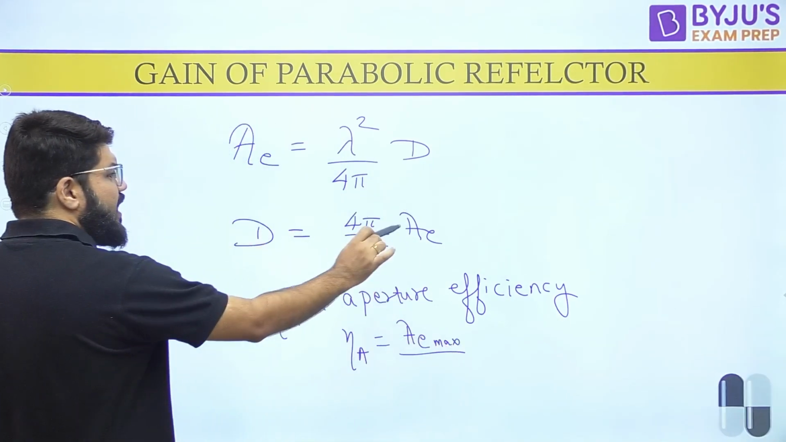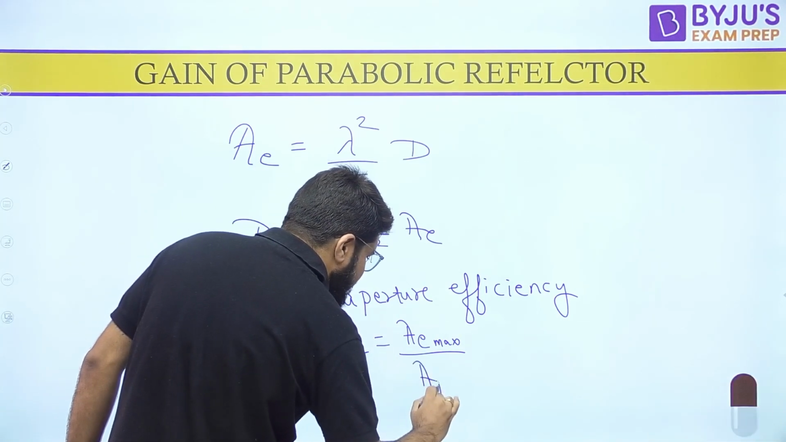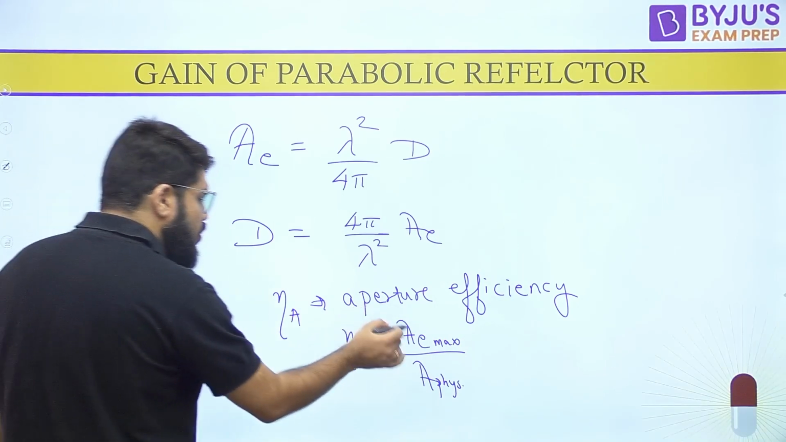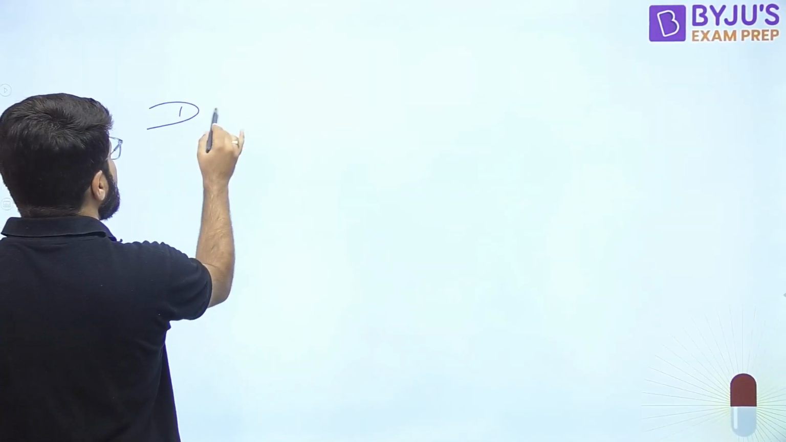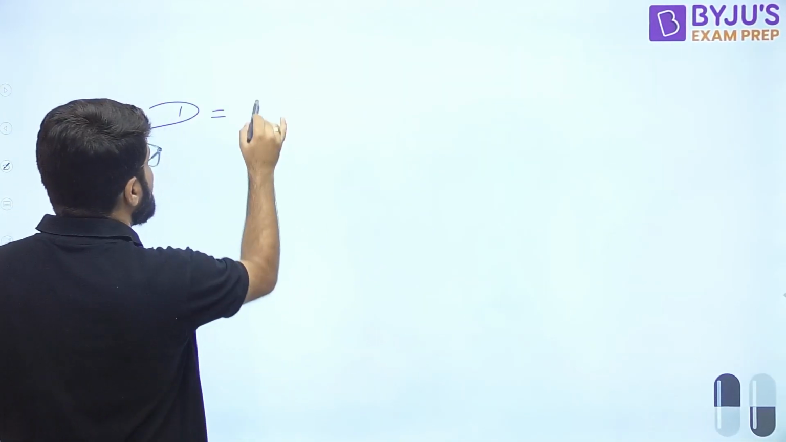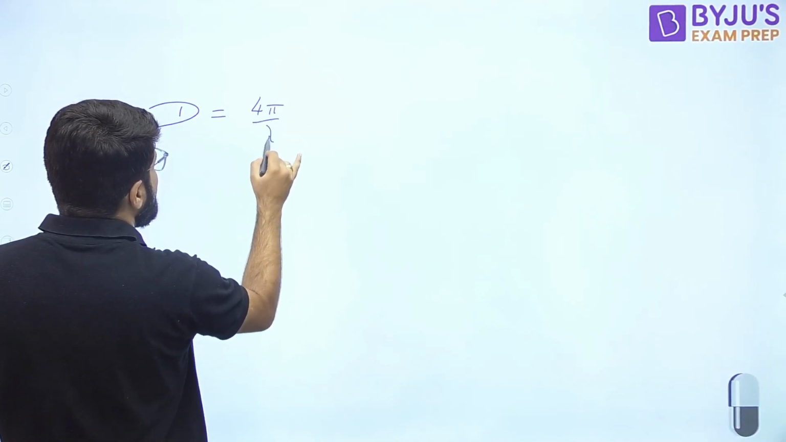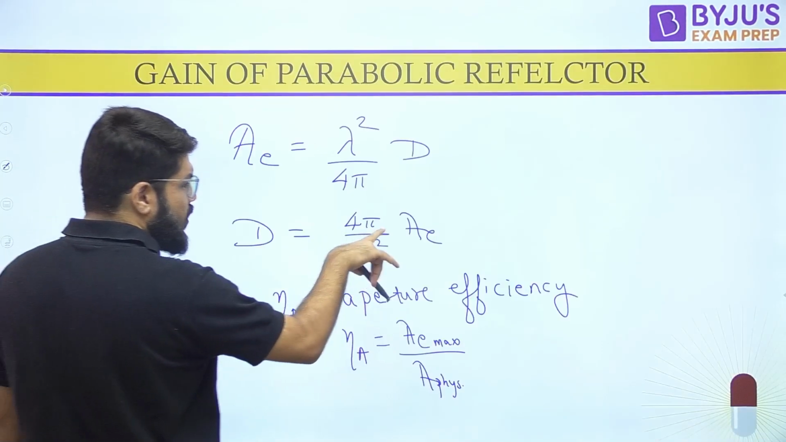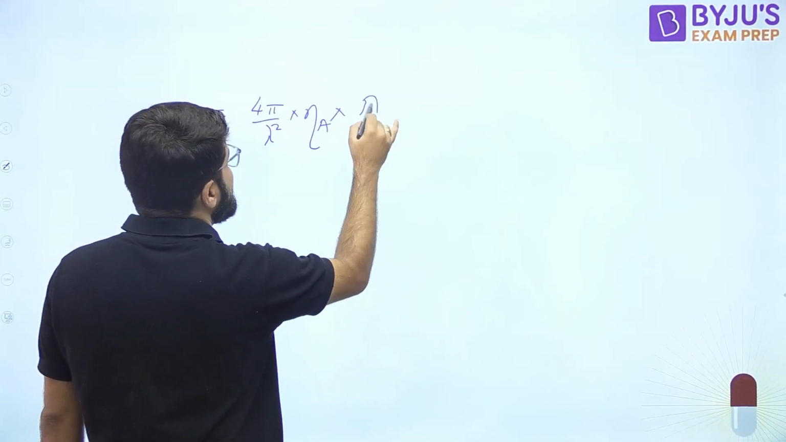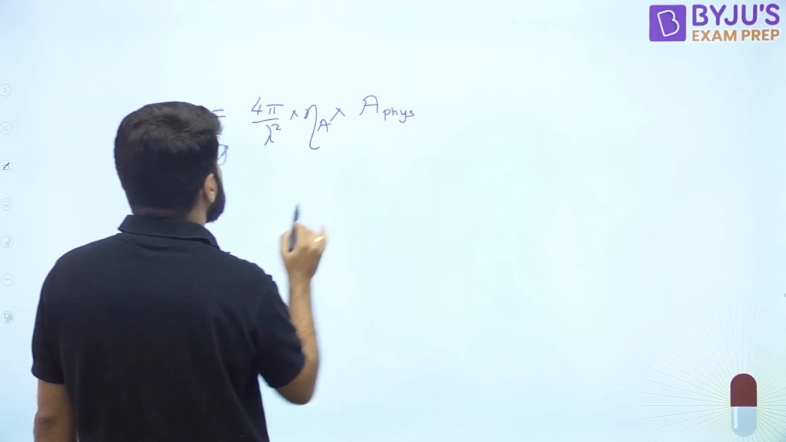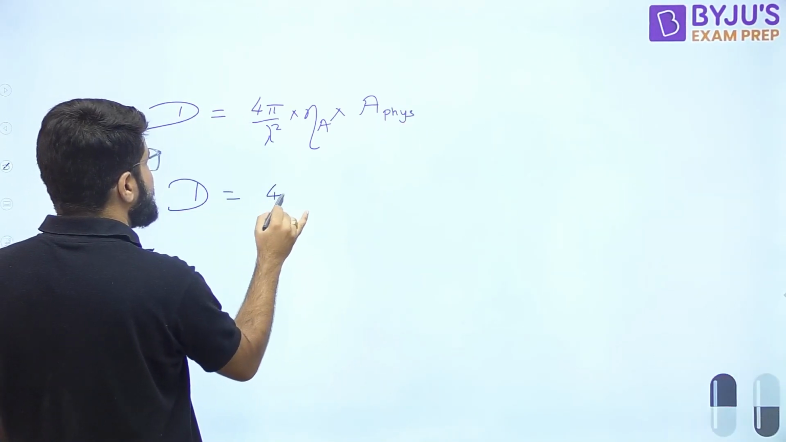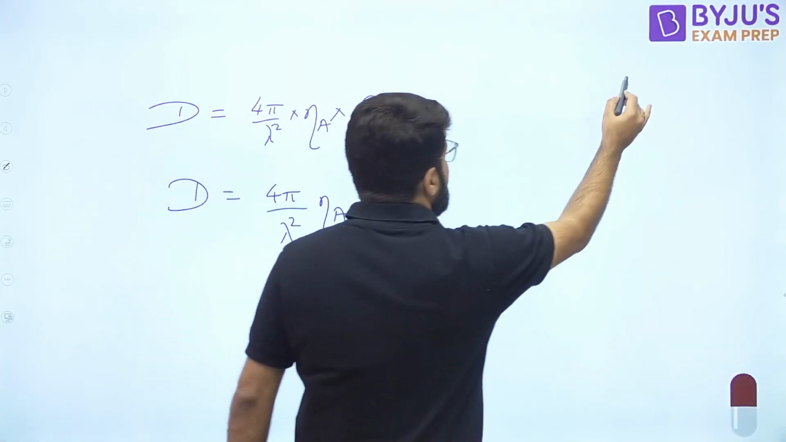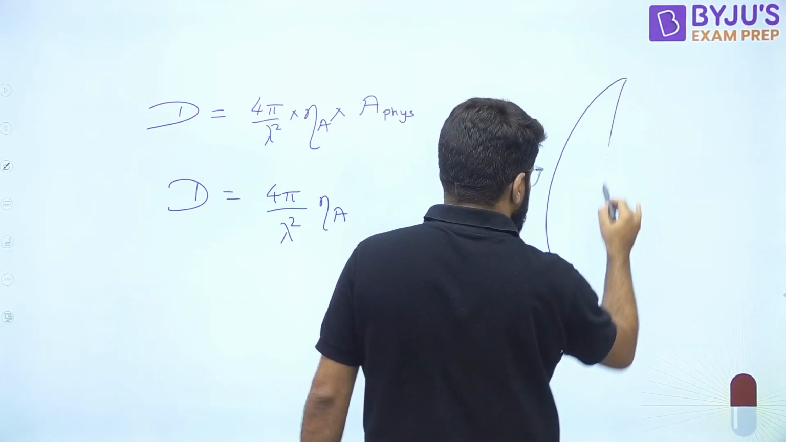Because I've used the directivity, I can say the maximum effective area divided by the total maximum physical area possible, right? So if I want to write down the AE, what will the directivity now look like? The directivity will now become 4 pi divided by lambda square into eta, right? I want to write AE, the eta into the physical area. So what is the total maximum physical area in case of a parabolic reflector, right?